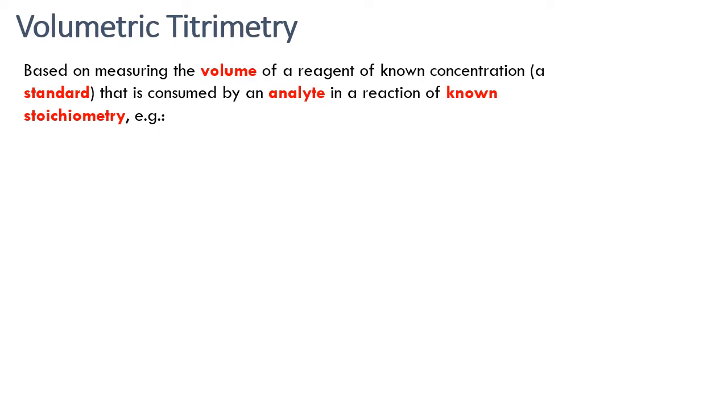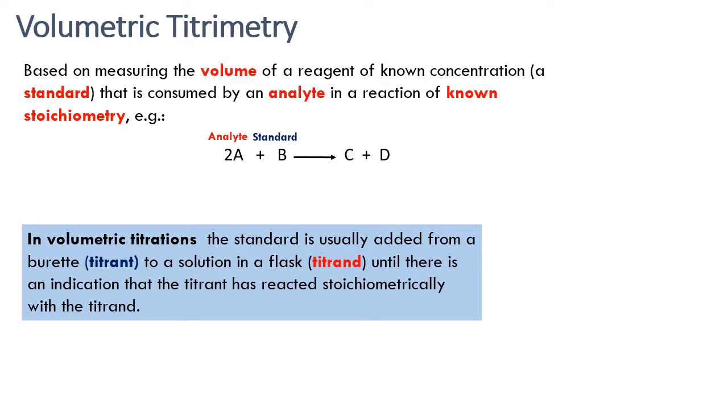So first we'll take a look at volumetric titrimetry. This is based on measuring the volume of a reagent of known concentration, referred to as a standard, that is consumed by an analyte in a reaction of known stoichiometry. Here would be an example, where A in this reaction would represent the analyte, and B would represent the standard. In your volumetric titration, the standard is added from a burette and is referred to as a titrant, and it's being added to a solution in a flask called your titrand until there's an indication that the titrant has reacted stoichiometrically with the titrand.